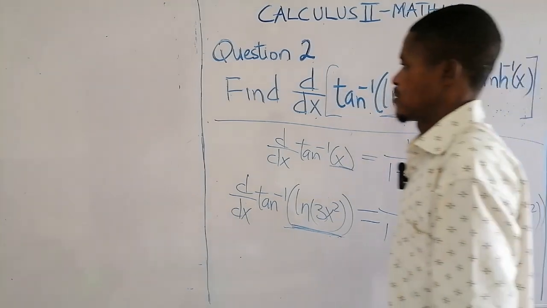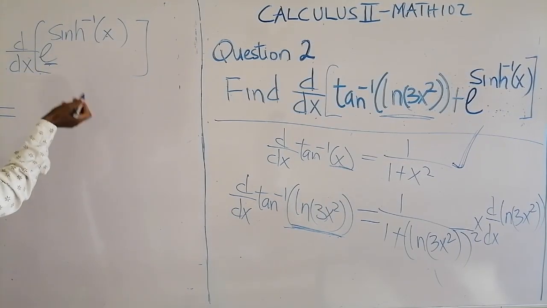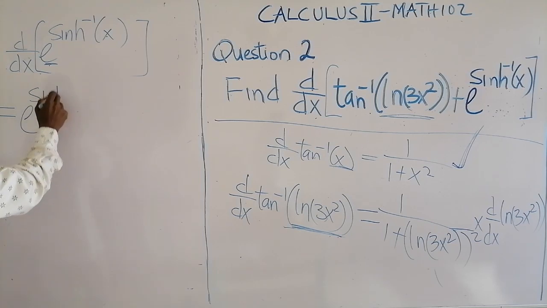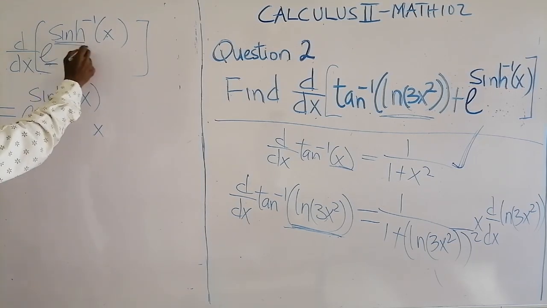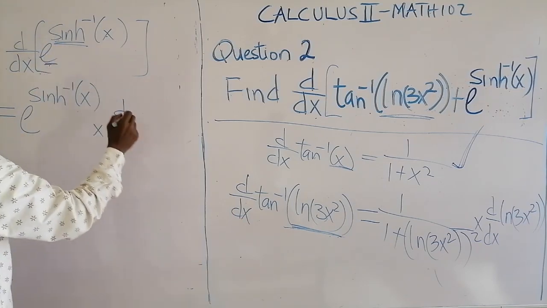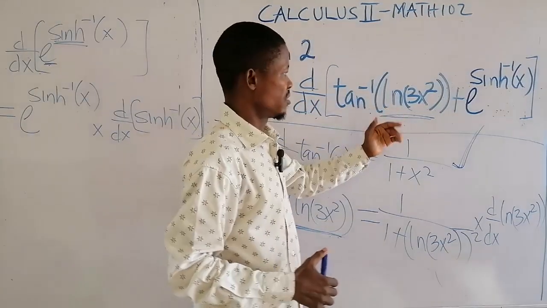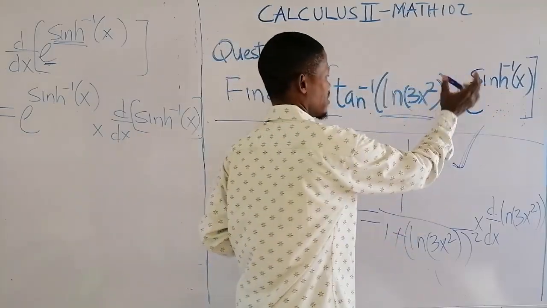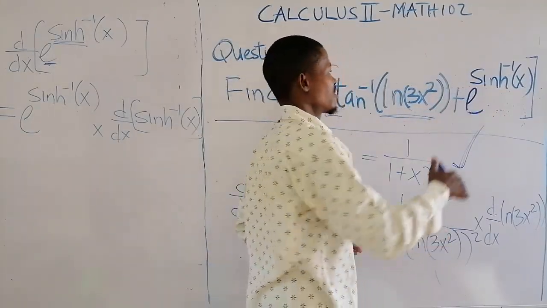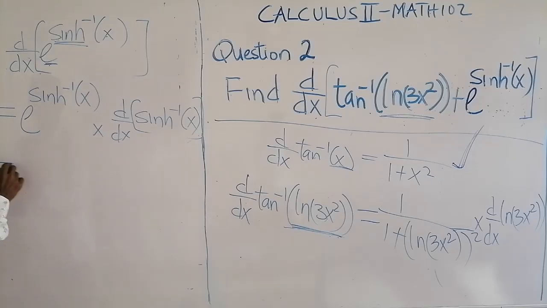Then for the second part, this will equal exponential. The derivative of exponential is the same thing, so we have this, and then times the derivative of the power, so d/dx of that power. That's what we need to note. This is a chain rule. This also is a chain rule. The derivative of exponential is exponential times the derivative of the power. So I think we can start calculating our answer.